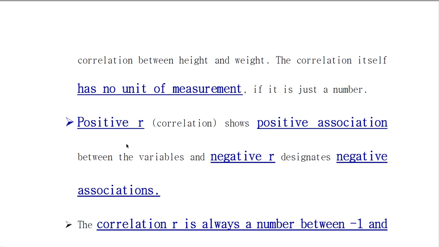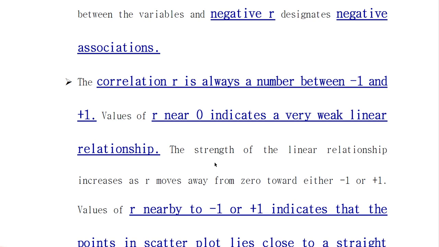Positive correlation shows positive association and negative correlation shows negative association. If our x and y variables both increase together, then their association, or their correlation, will be positive. If the x and y variables move in opposite directions, then their association will be negative.